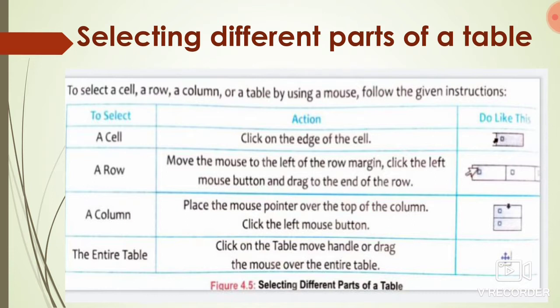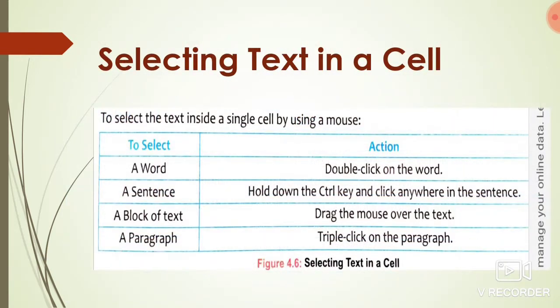How will you select the entire table? Two methods you can use. First, from the table move handle. This is the figure of the table move handle, and the second one is drag the mouse over the entire table. Next is how will you select text in a cell? Sometimes you may also need to select text in a cell.